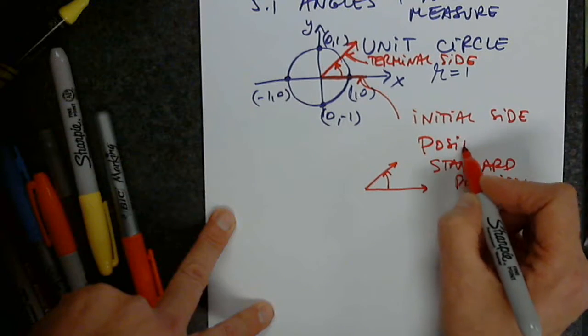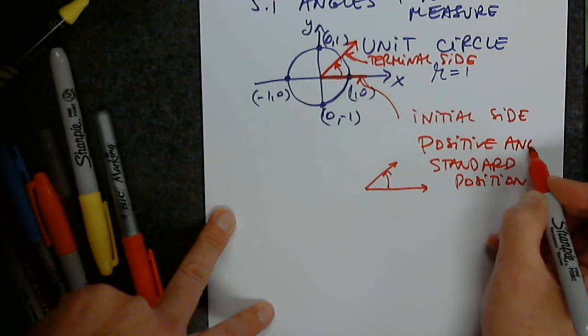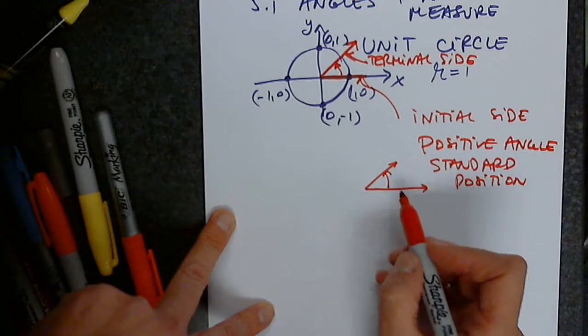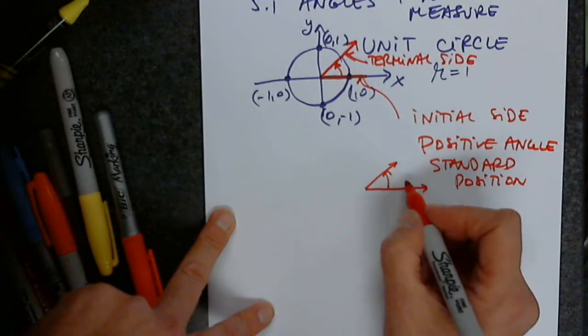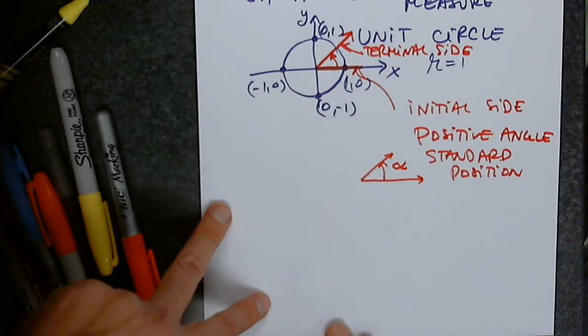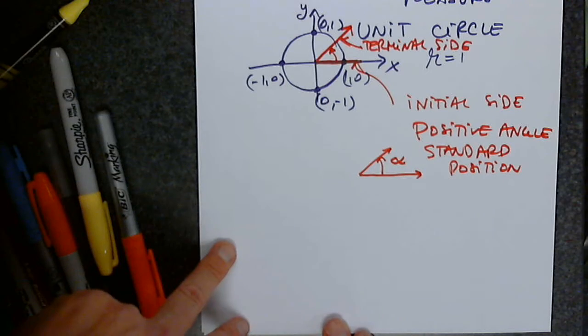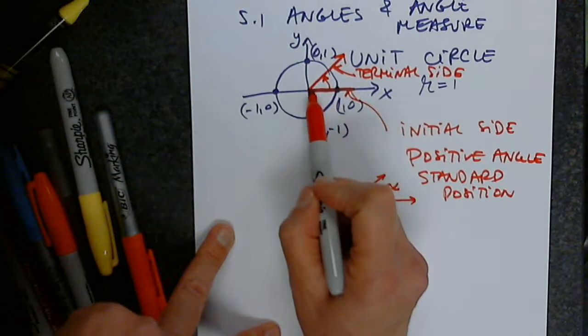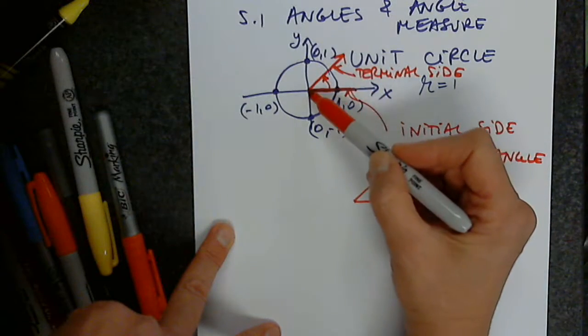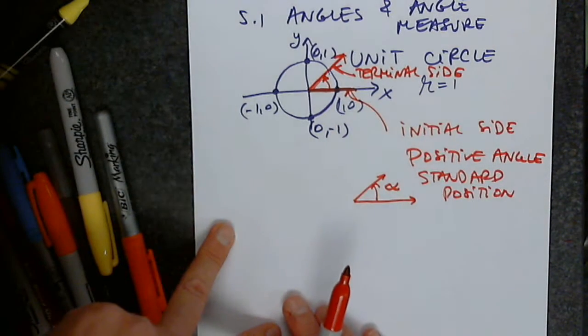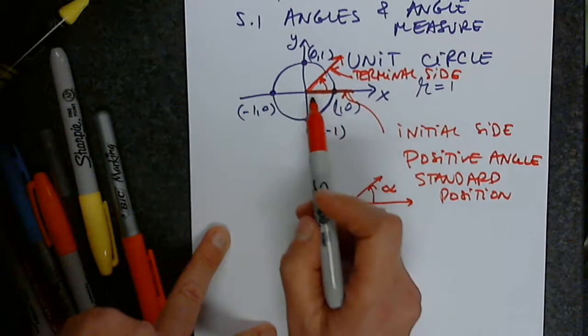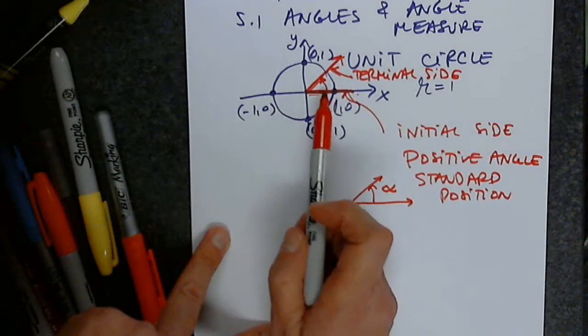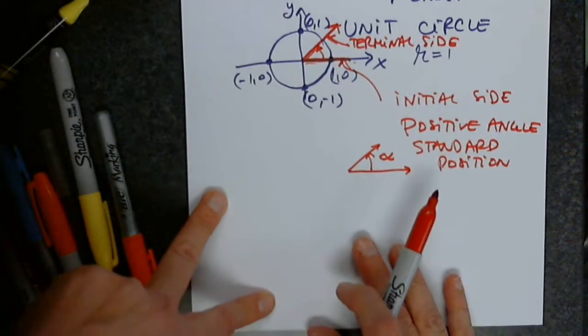So, positive angle. It goes counterclockwise. We like to use Greek letters for measures of angles, so that's alpha. It is in standard position because the initial side is on the x-axis and the terminal side is somewhere on the circle. Initial side, terminal side. This way, positive angles.